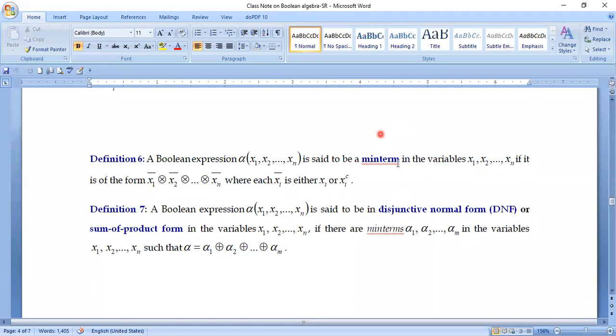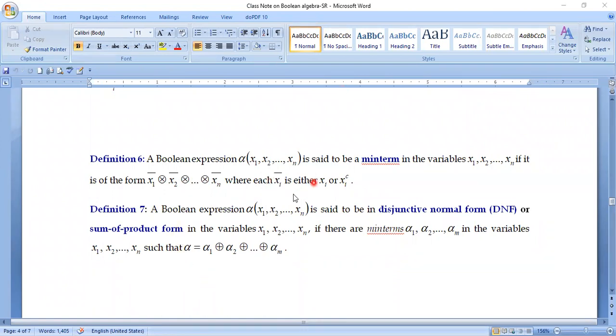It's said to be a min term in the variables x1, x2, ..., xn if it is of the form x1 bar into x2 bar into ... xn bar, where each of these xi bars can take two values: one is xi or xi complement. This is called a min term. This is the definition of min term.